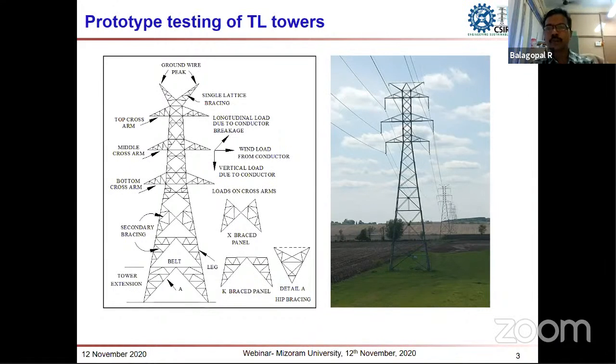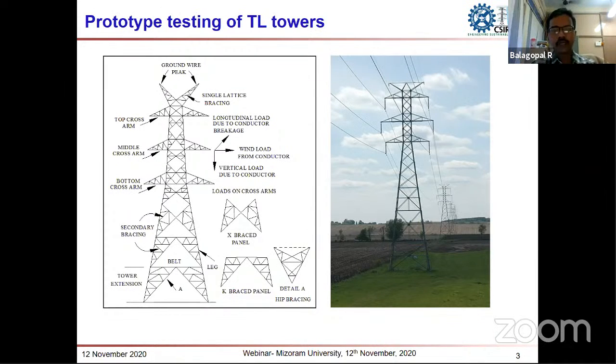And one of the main components of the load acting on a tower is the wind load. There is an IS code called IS 875. There we have categorized the whole of India into different wind zone maps. Suppose we have to design a transmission tower in a particular location, we have to select which wind zone we have to locate the tower in. According to the wind zone, we have to design the tower.